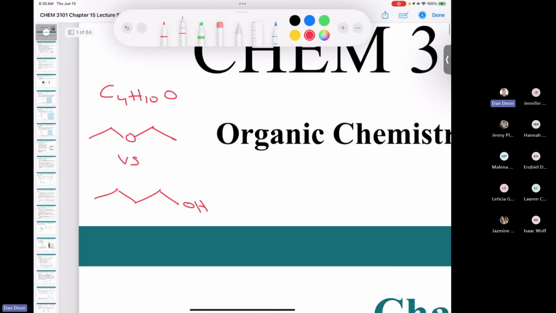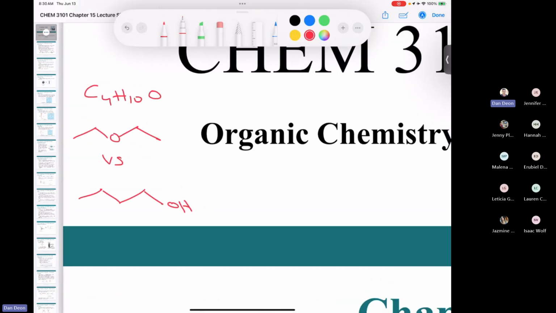If I compare those two compounds, and if I was to run an IR on those two compounds, could I differentiate between them very quickly? The answer is yes, because you would see the big old OH stretch, right? For the alcohol, you don't see it for the ether. And so you'd be able to tell these two compounds apart very, very quickly using IR.